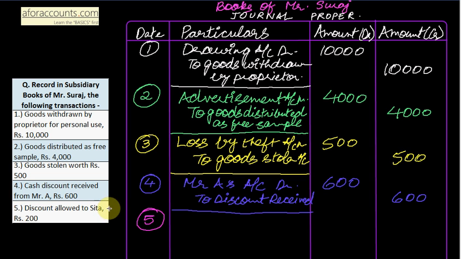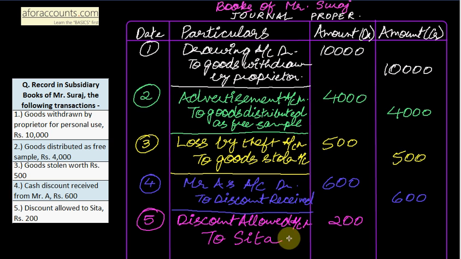Discount allowed account debit because it is my expense. How much? 200. Discount allowed account debit to Sita, 200. Okay, now the next question.